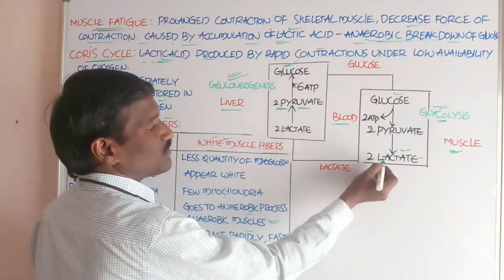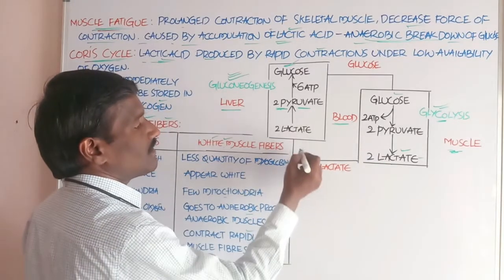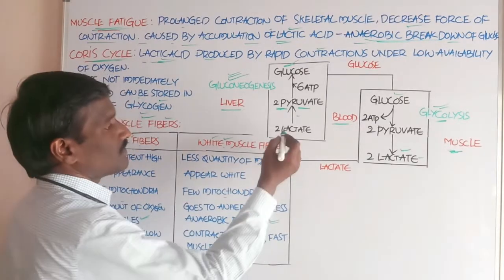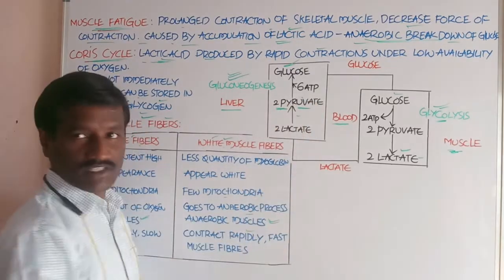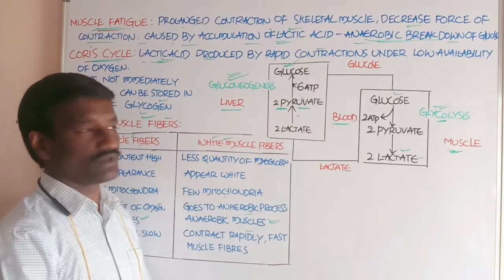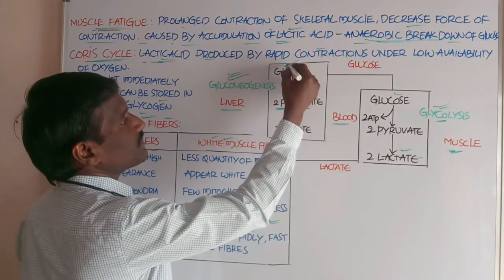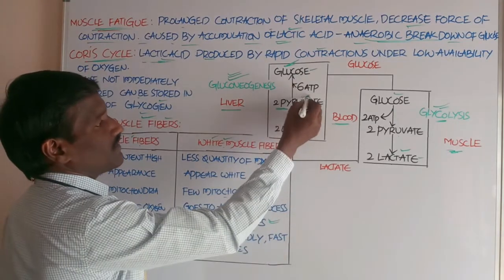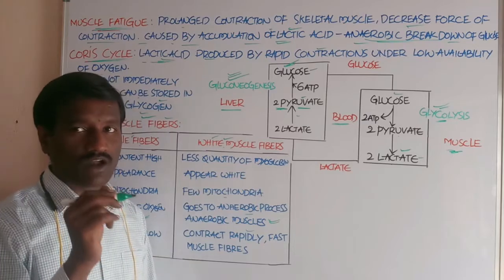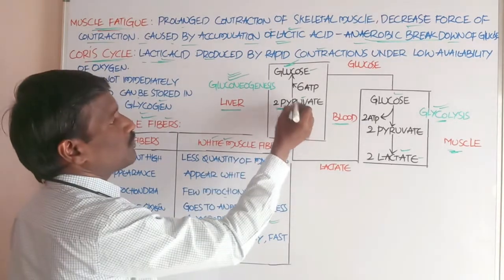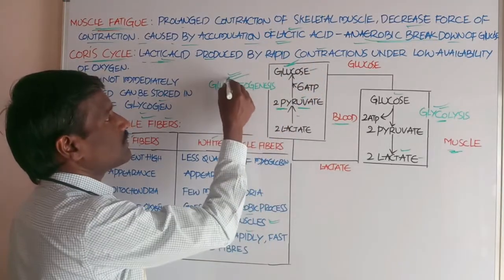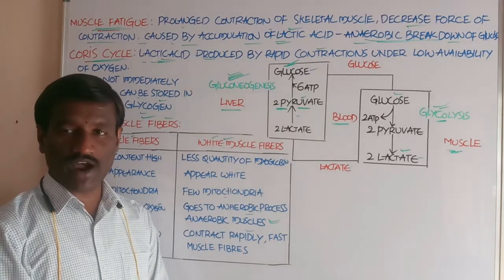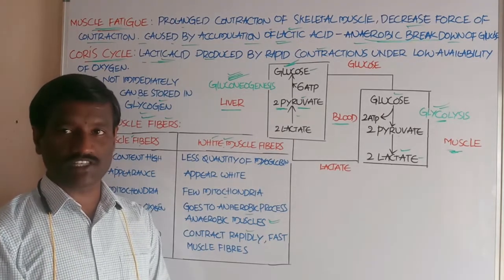These two lactates reach the liver by blood circulation. From the two lactates, two pyruvates are produced, and from the two pyruvates, glucose is produced. Pyruvate is one of the amino acids. The production of glucose from pyruvates is called gluconeogenesis, a carbohydrate metabolism process that occurs in the liver cells.